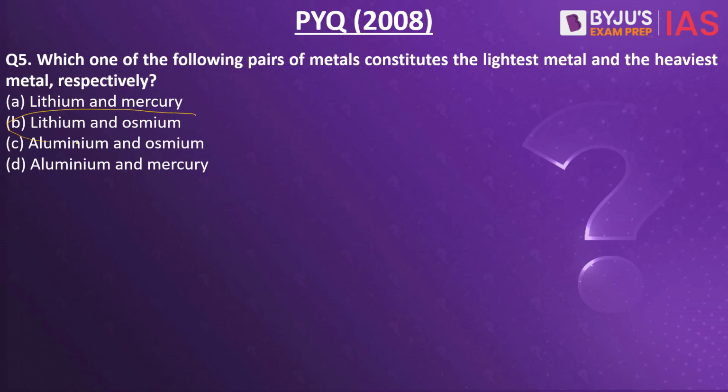The answer to this is lithium and osmium. This happens to be a previous year question from the year 2008. Under the standard conditions, lithium is the lightest metal and osmium metal is the heaviest metal present. Osmium belongs to the platinum group and is hard in nature, and among the given options, lithium is the lightest metal and osmium is the heaviest metal.